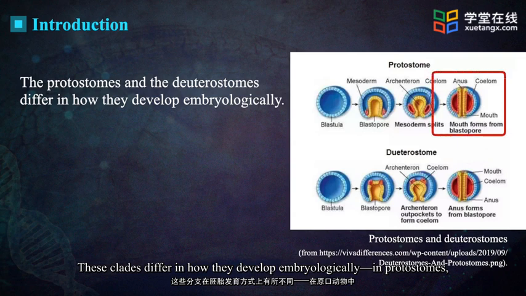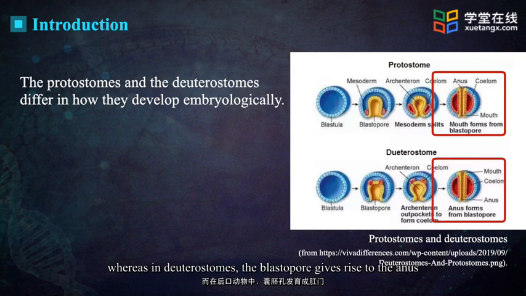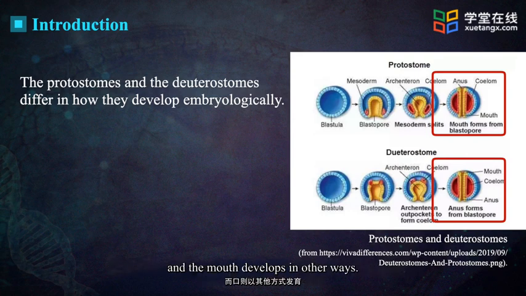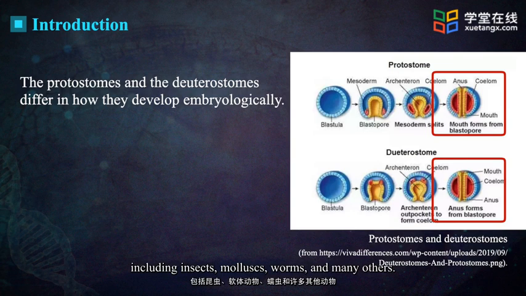In protostomes, the mouth of the adult animal develops from the blastopore or from an opening near it, whereas in deuterostomes, the blastopore gives rise to the anus and the mouth develops in another way. The great majority of all animal species are protostomes, including insects, mollusks, worms, and many others.